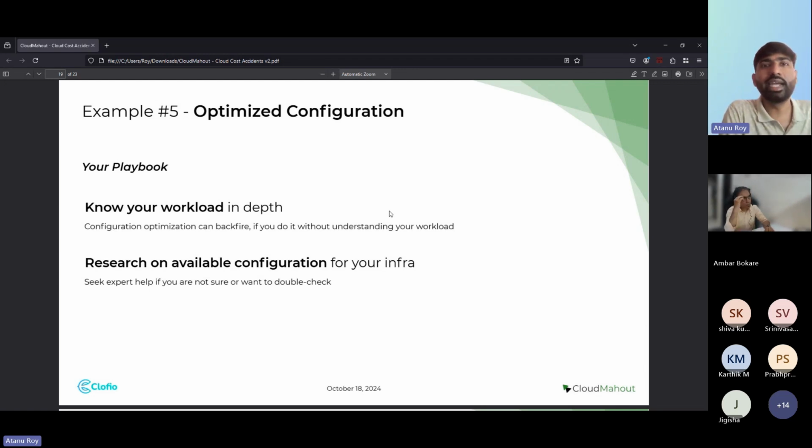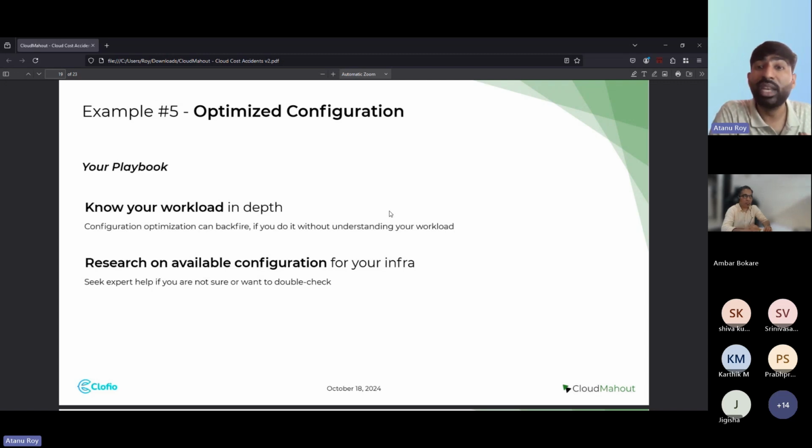Now, to leverage these kinds of configurations, the first and foremost thing you need to understand is how your workload behaves, right? If you do not understand your workload and you make these optimized configurations, you are going to get into a cat and mouse chase. You optimize for something, then a week down the line you realize there is suddenly a spike which your infrastructure is not able to handle, because you optimized it too close to the usage pattern.